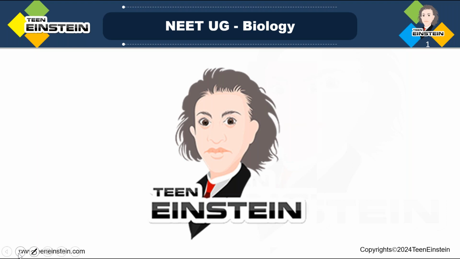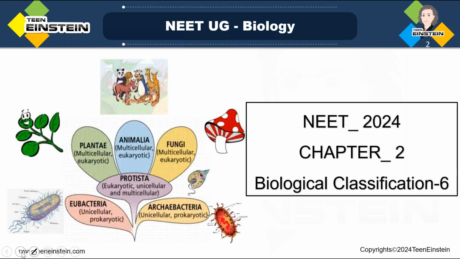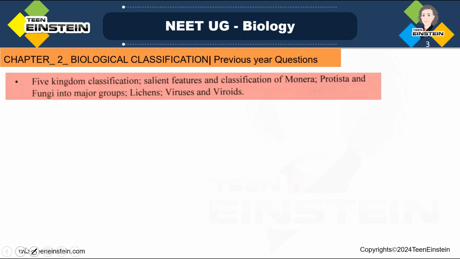Hello students. Now we are doing the previous year question paper solving of chapter 2, biological classification. In this chapter we need to learn about the five kingdom classification and its important features, on what basis they have done this classification, and why the five kingdom classification is the most accepted one. All this we are learning in this chapter.